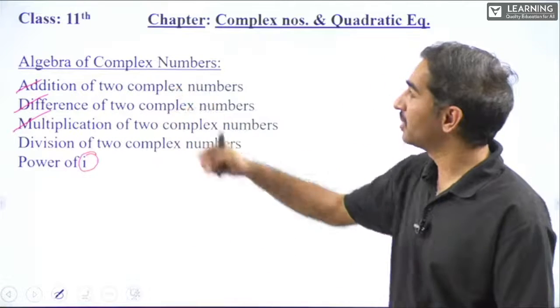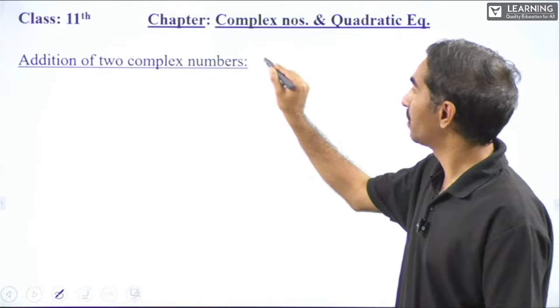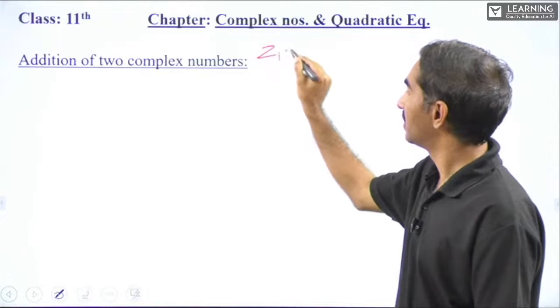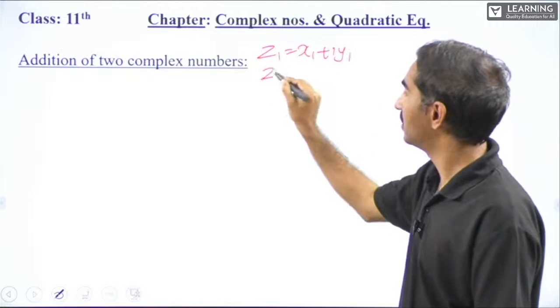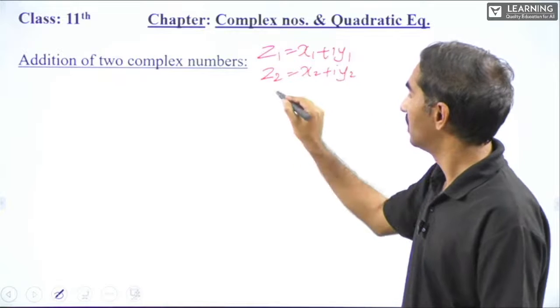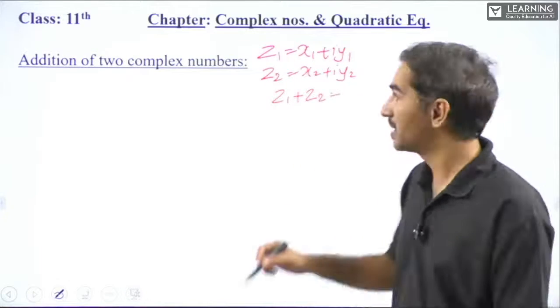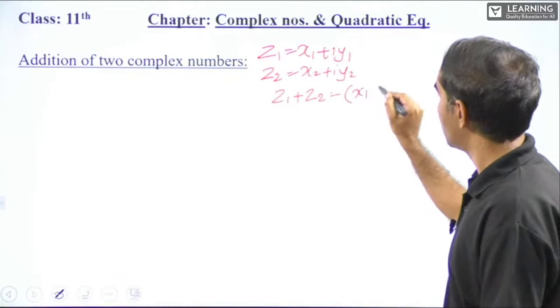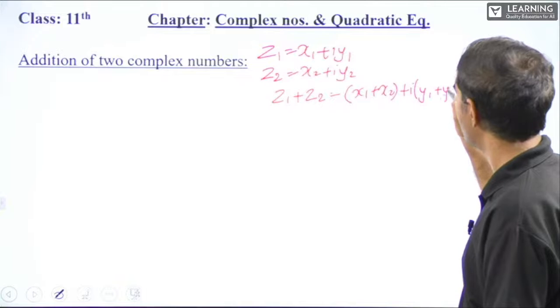So quickly jumping into the addition of complex numbers, students. What is addition of complex numbers? There are two complex numbers now. z1 is equal to x1 plus iy1 and z2 is equal to x2 plus iy2. Now z1 plus z2 will be equal to what? z1 plus z2 will be equal to (x1 plus x2) plus i(y1 plus y2).